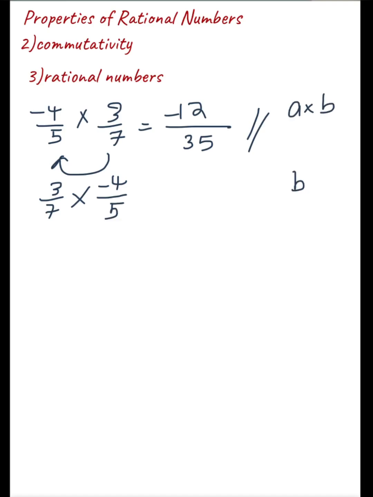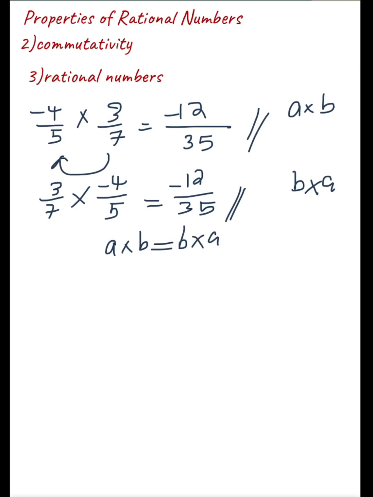Now B into A. That is 3 by 7 into minus 4 by 5. So again answer will be what? 3 into minus 4 is minus 12. 7 into 5 is 35. So again answer is minus 12 by 35. That means what? A into B is equal to B into A. Okay.